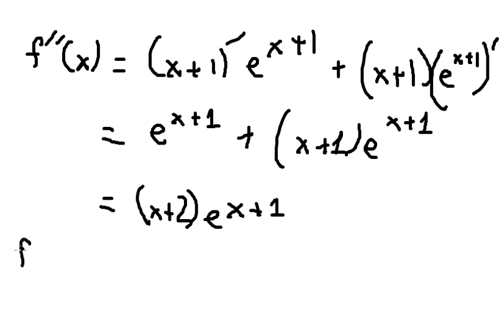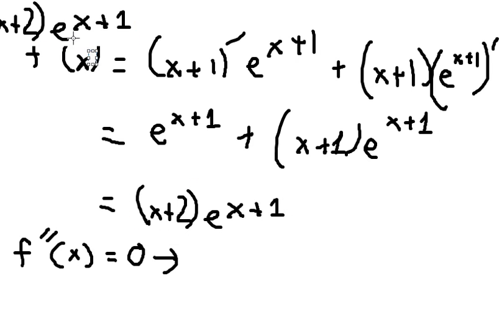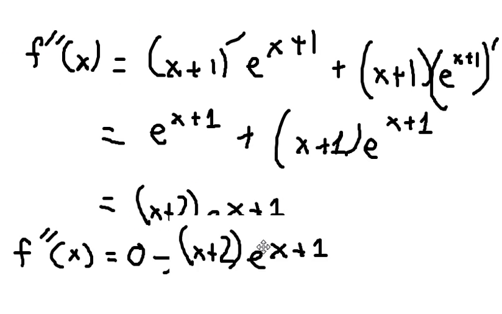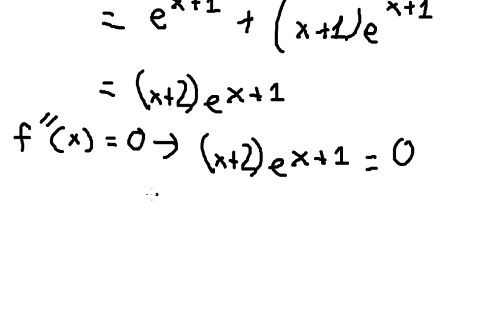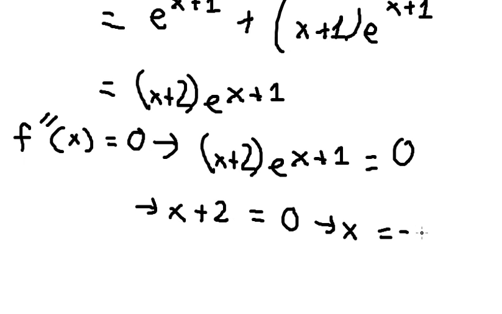And now we put the second derivative equal to number 0. That means this one equals to number 0. So we just have x plus 2 equals to number 0, and we have x equals to negative number 2. And this is the point of inflection in here.